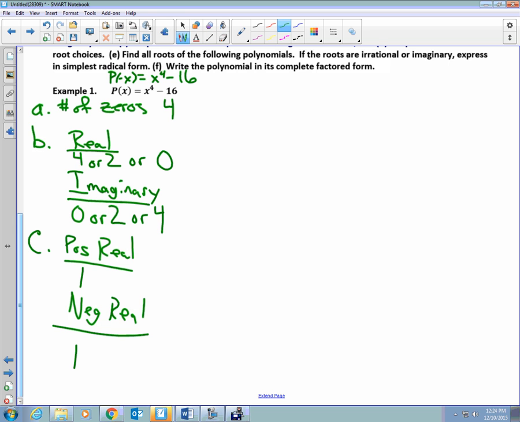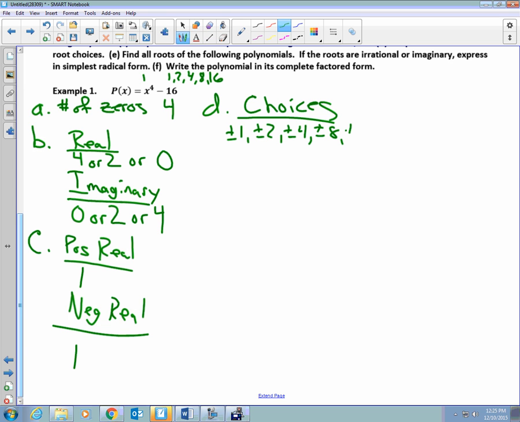It doesn't always work out that you can tell that exactly ahead of time, but without even doing any factoring or anything so far, we can already tell what kind of solution we're going to come up with, and that's a pretty neat thing. So we go to D. D says list the choices. In order to list the choices, I have to consider the factors of P and the factors of Q. So the P's are 1, 2, 4, 8, and 16, and the Q's are 1. So therefore, my choices are all the P's divided by the Q's: plus or minus 1, plus or minus 2, plus or minus 4, plus or minus 8, and plus or minus 16.